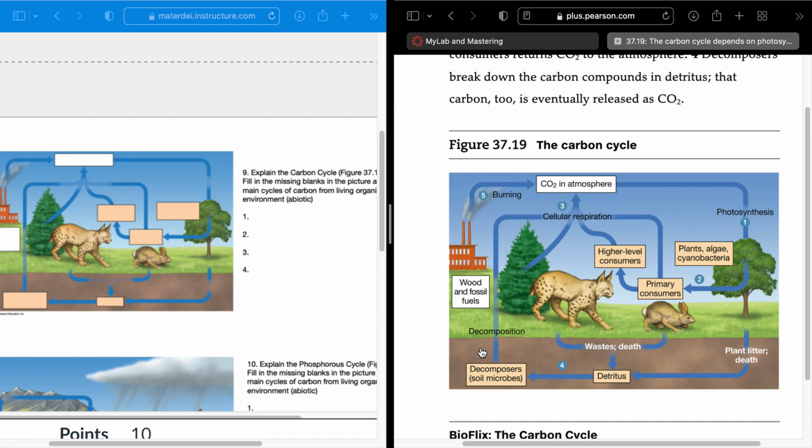Then along comes an animal and eats the plant. Number 2, primary consumers. So you now have primary consumers, herbivores eating plants. Then number 3, it is a second or third level. They call it a higher level consumer. Second or third level consumer eats up the food chain. So you're just moving the carbon that was in the plant, now it's in all of the animals and it moves up the food chain.